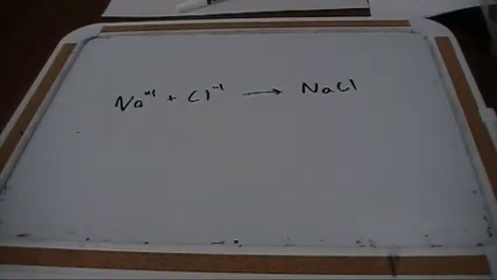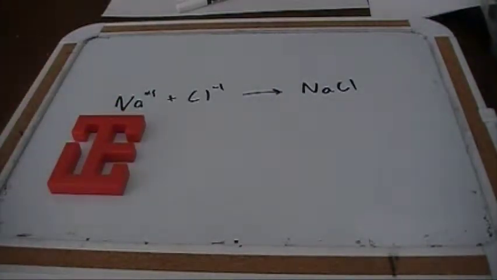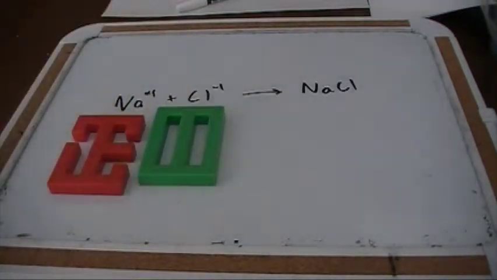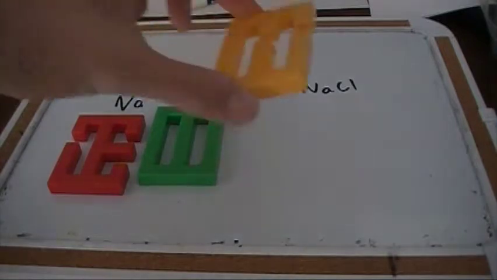Now to represent this equation, I'm going to use some colored blocks. For Na, I'm going to use this red block, and for chlorine, I'm going to use this green block. And when red and green combine, that makes yellow.